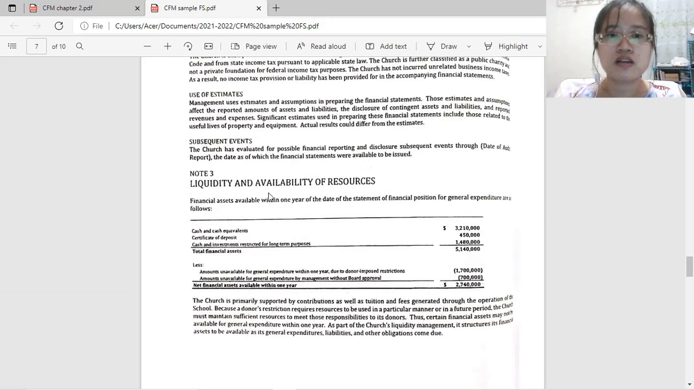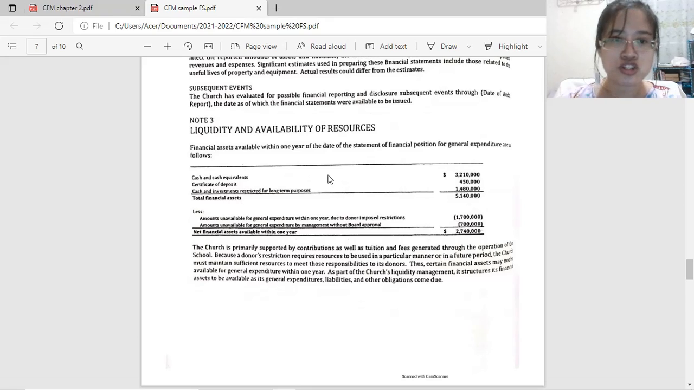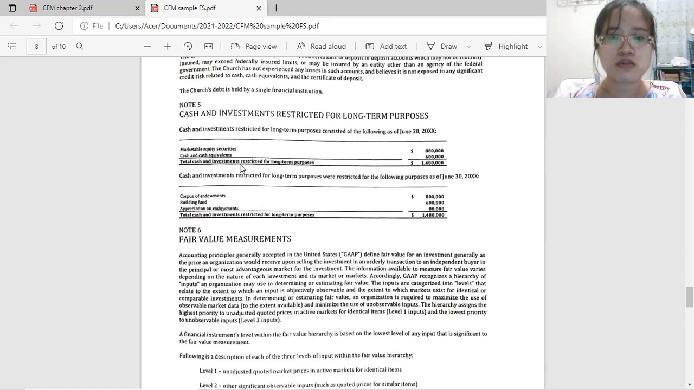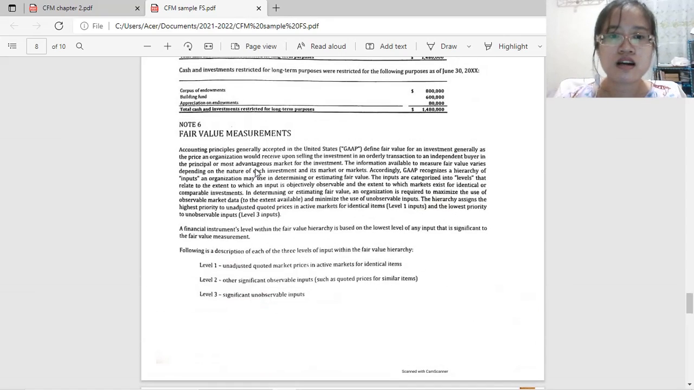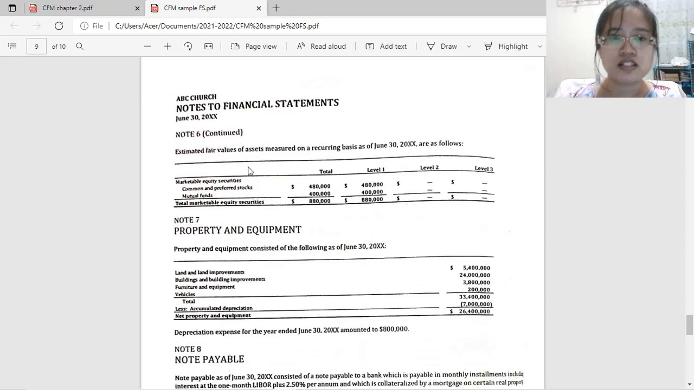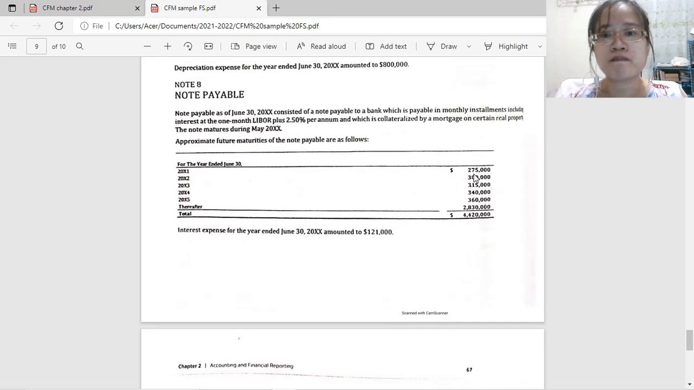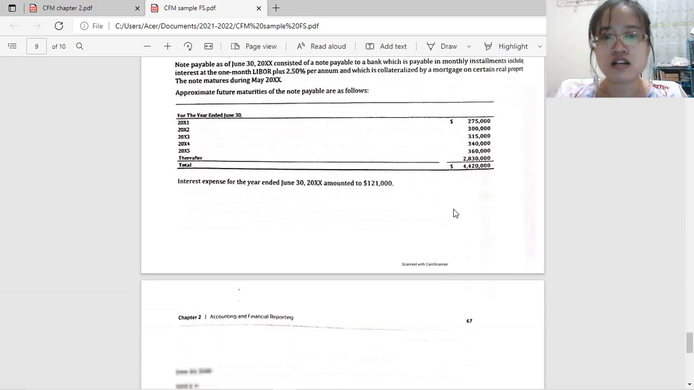Subsequent events. Liquidity and available resources, so you have your cash. Concentrations, cash and investment, so a breakdown. Fair value measurements. Some of these are very technical, but sometimes not really used when reading financial statements. Property and equipment, a breakdown into the different types of PPE. Notes payable, a breakdown with regards to aging. How much of these were very old? How much of these were from the current year?